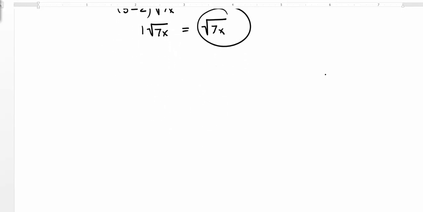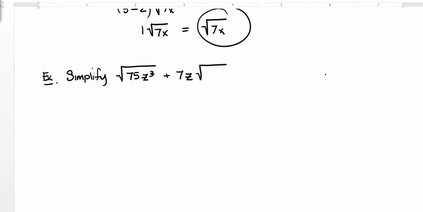Just like everything else we've done, we're going to add just a little more complexity to this. So if I said simplify square root of 75 z squared cubed plus 7z times the square root of 48z. All right, and again, just like every other problem that we've done, we just break them down into smaller problems that we can handle. Right?